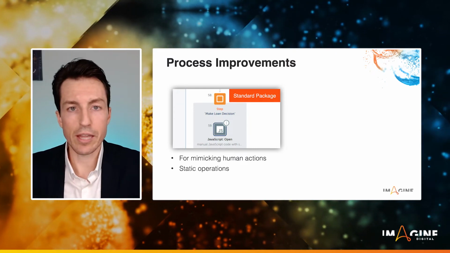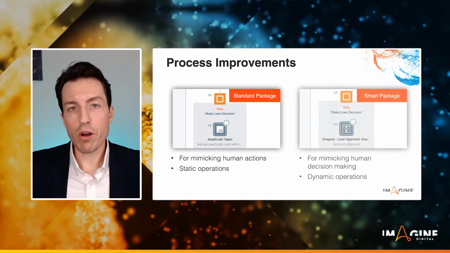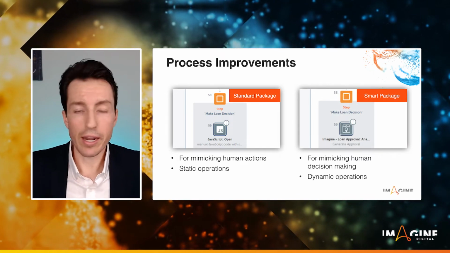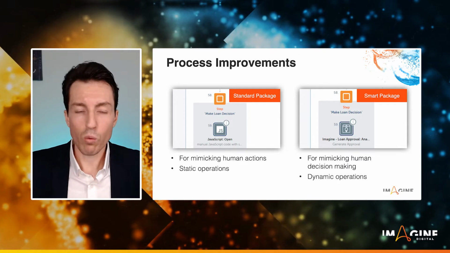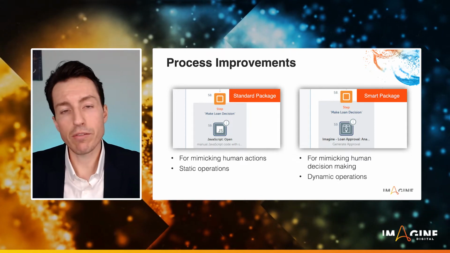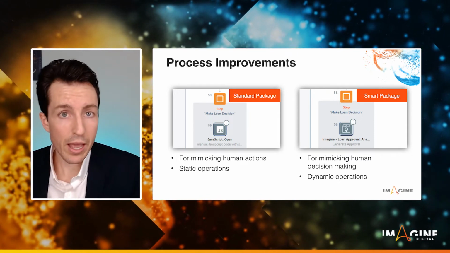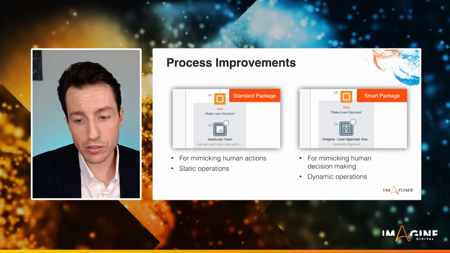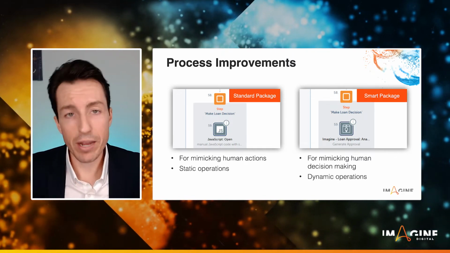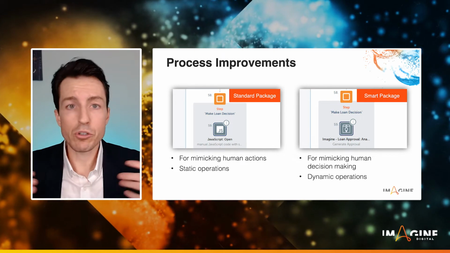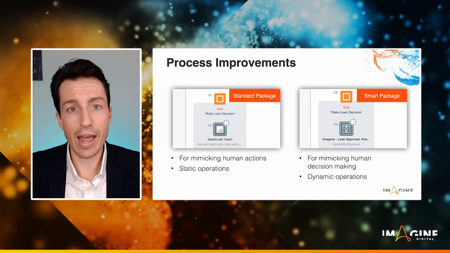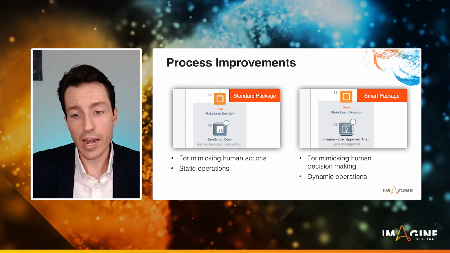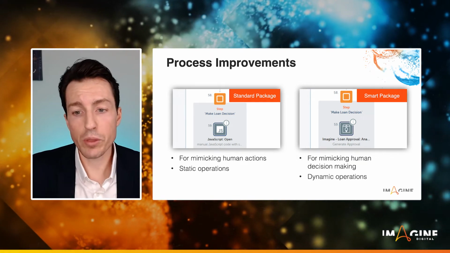The bot's going to click that button. I would offer that if we created something called, and again, I'm just calling this for the purposes of our demonstration, a smart package, where we can design a package that's designed for mimicking human decision making as opposed to just mimicking human actions. And this is designed for more dynamic operations. So if I'm trying to identify dynamic pricing, if I'm trying to identify at-risk customers to contact, things like that, I could do those dynamic operations within a smart package.